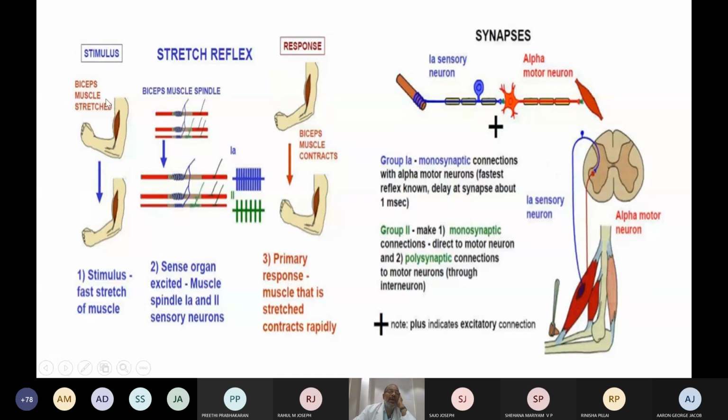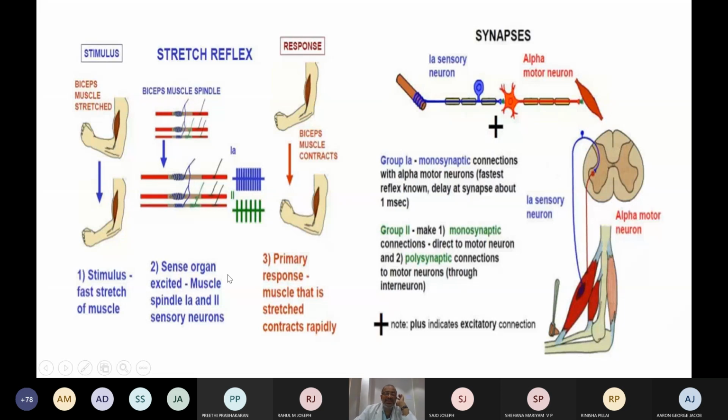What is this? Very simple. Take the biceps muscle. As a result of stretch, you have stretching of the muscle. So the stimulus is fast stretch of the muscle.